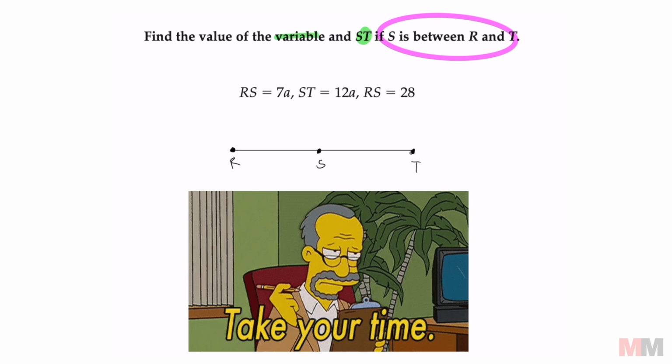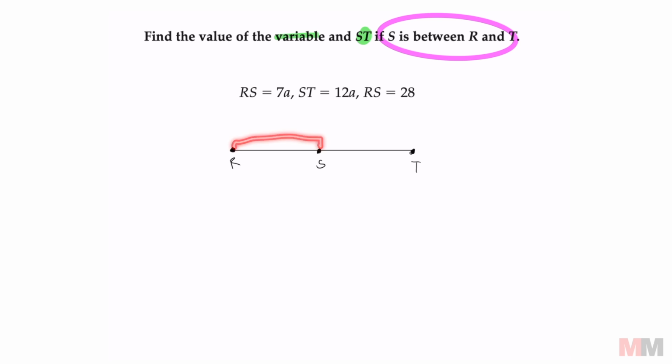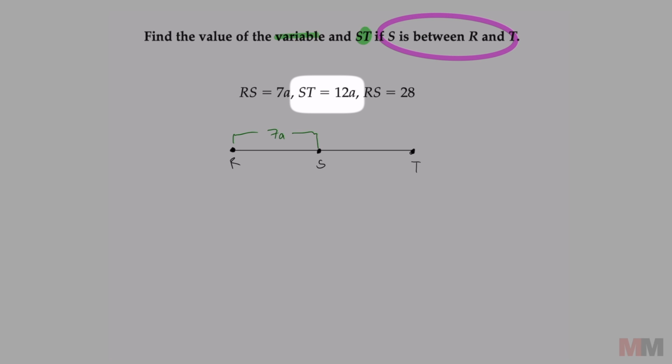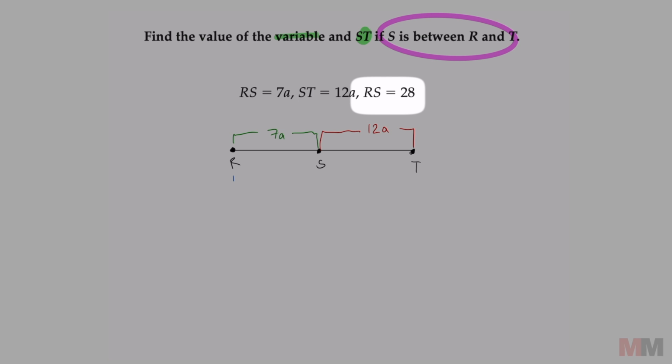Now we just have to label some stuff, and take your time on this. Some people were confused with this topic. R through S is 7A, so we can label it like that. And ST, S through T, is 12A. Finally, it gives us this information that R through S, from this to this, is 28.